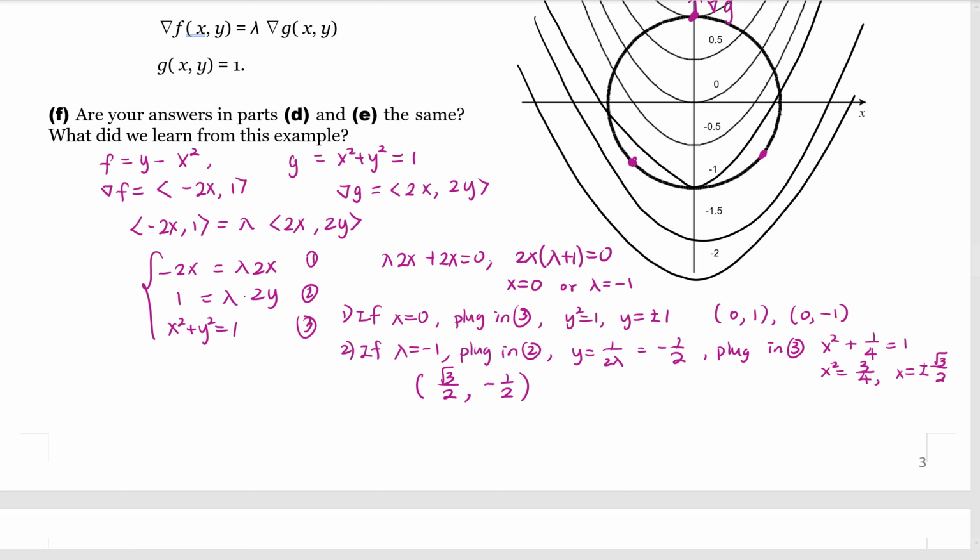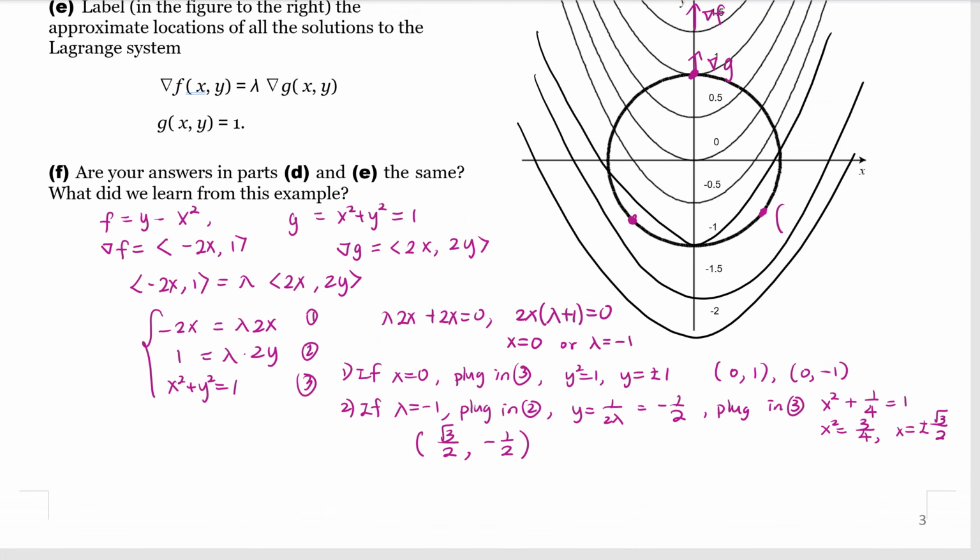So far, so good. And you can see from the picture, this guy is root 3 over 2, minus 1/2. This guy is minus root 3 over 2 and minus 1/2. And they are the minimum. And this is (0, 1), that is the maximum. But we also have (0, -1). This is neither. Okay, so now all the solutions of this Lagrange system will be a maximum or minimum, it could be neither. And we can check by plugging into f.